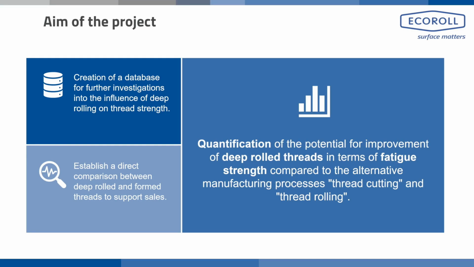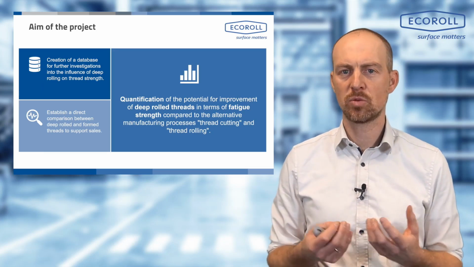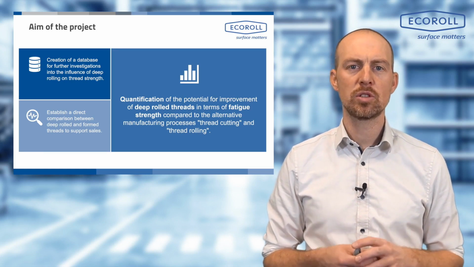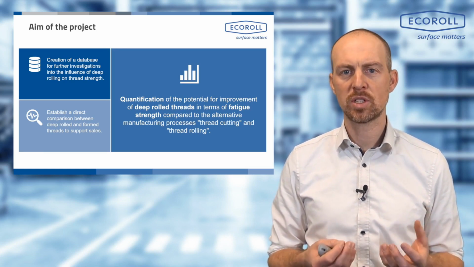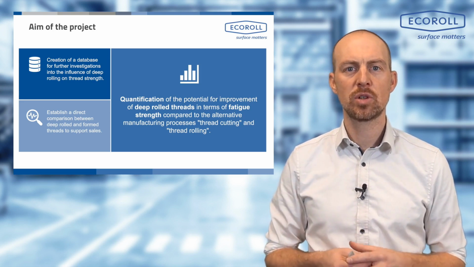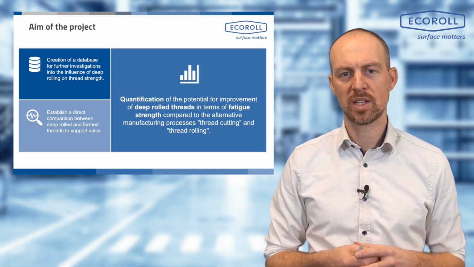I just mentioned that with thread rolling or rolling, we have increased strength. That means compared to machining, rolling already has an advantage in terms of fatigue strength. But how exactly does the rolling fit in there, and how can it be measured? For this, we conducted a joint student project with the University of Esslingen, where we analyzed the fatigue strength of these three types of threads.